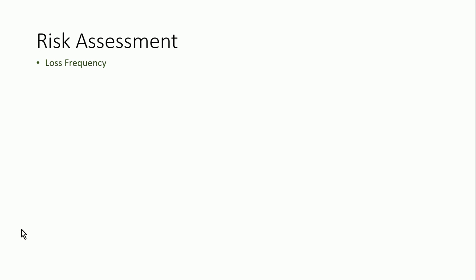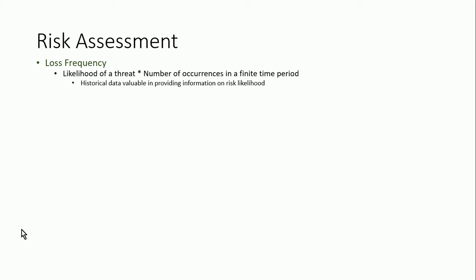So one of the things we're going to look at is the loss frequency. So loss frequency is the likelihood of a threat times the number of occurrences in a finite time period. So we're trying to figure out how often is this loss going to happen. So some ways that we can figure this out. Your book doesn't really talk about this too much. The book just says magically find the likelihood of the event, but there's certainly historic data that can tell you the likelihood of a risk.